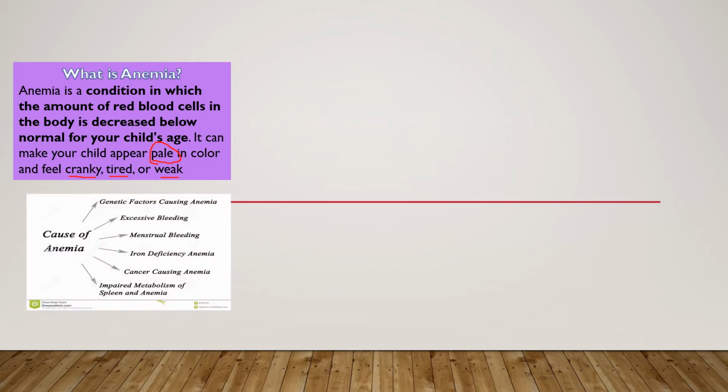now here we have some causes. What's going to cause anemia? 1. Genetic factors causing anemia. Excessive bleeding. Okay, excessive bleeding will normally come for females who will have their menstrual bleeding every month. Okay, and this is a way where they lose a lot of blood. Iron deficiency anemia, that's whenever you don't have this special mineral in your body. So if you don't have it, you start creating a disease known as anemia.